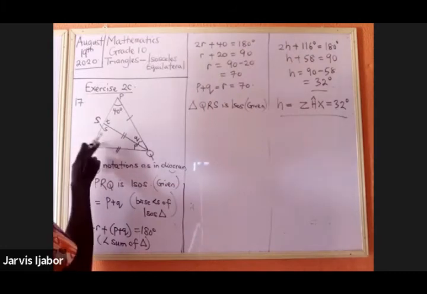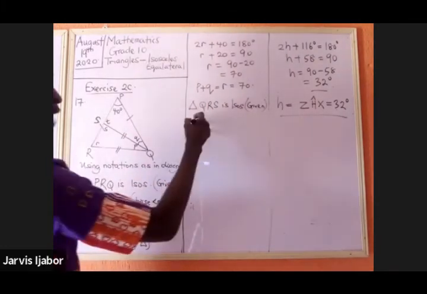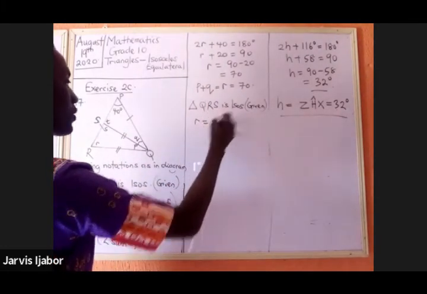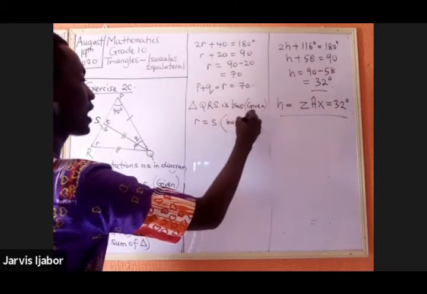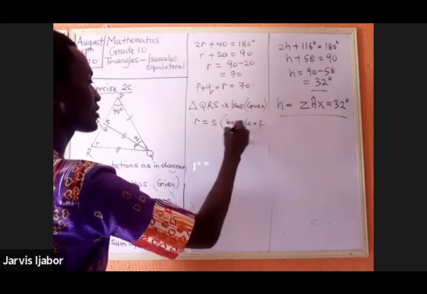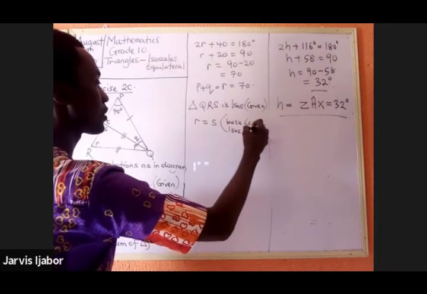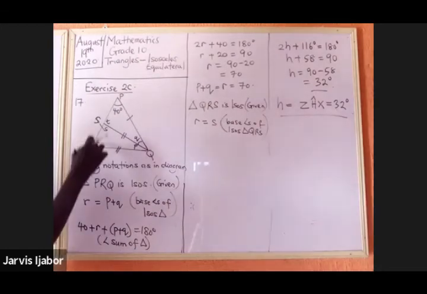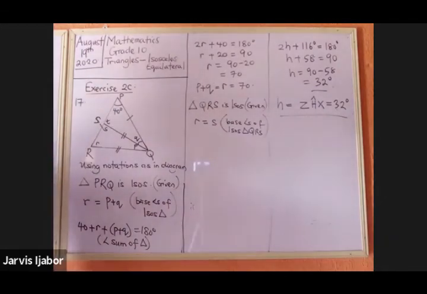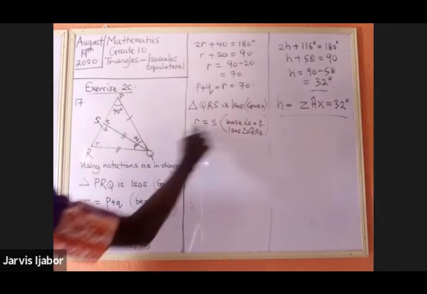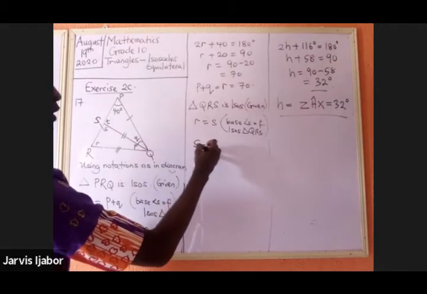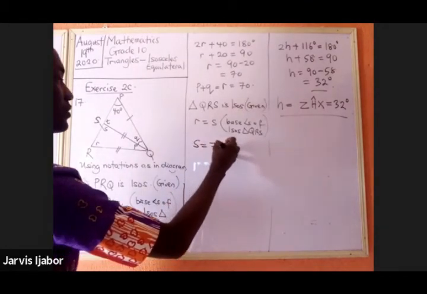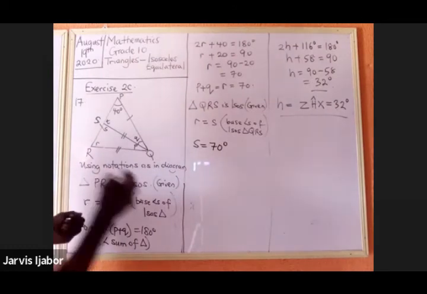Now, what do we have? We already know R. R is equal to S. What's the reason? Base angles of isosceles triangle QRS. Are you seeing that? R is equal to S, so that is settled already. So we have gotten that. So that means that S will be equal to 70 degrees.